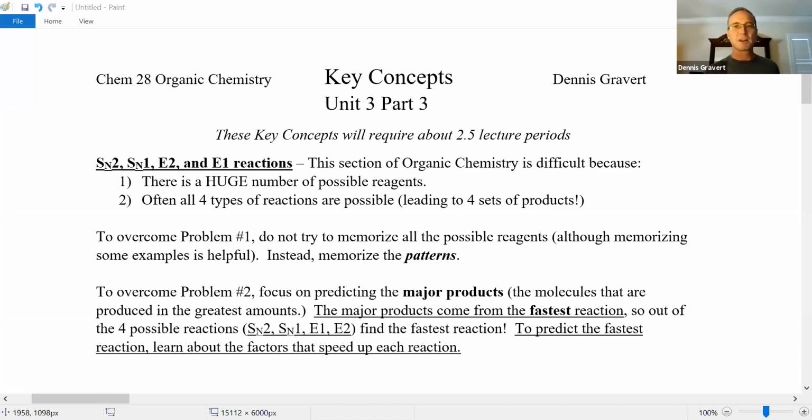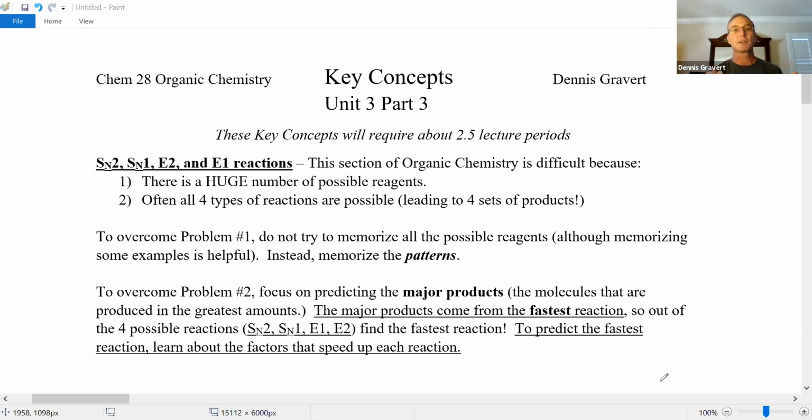Hey, so right now we're in Key Concept Unit 3, Part 3, 3 and 3. And we're about to unfold a huge amount of information. So get ready. This section is a little different than what we've seen before. What we've seen before is, hey, here's a reagent, and it reacts with a functional group that changes into a new functional group.